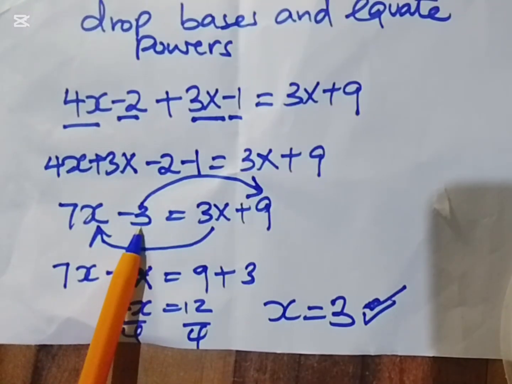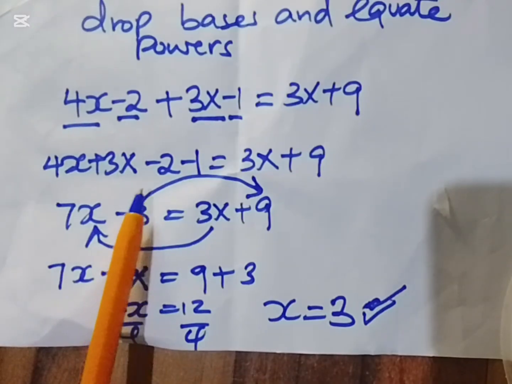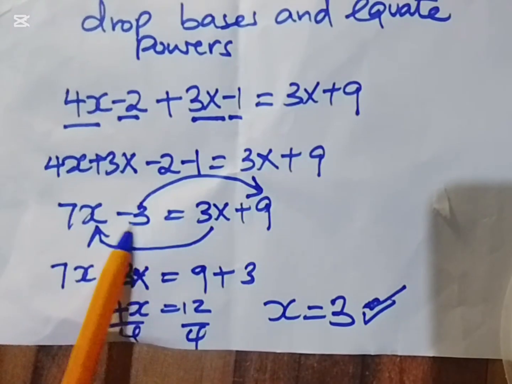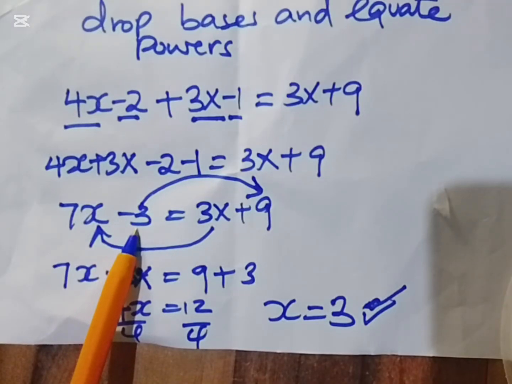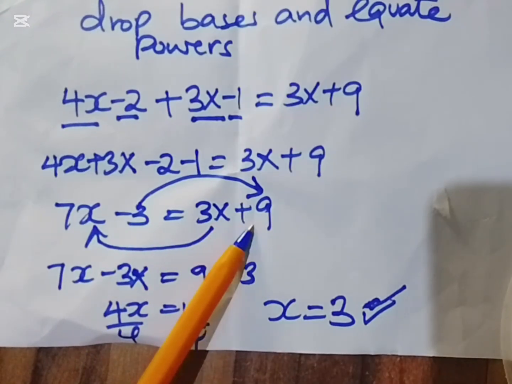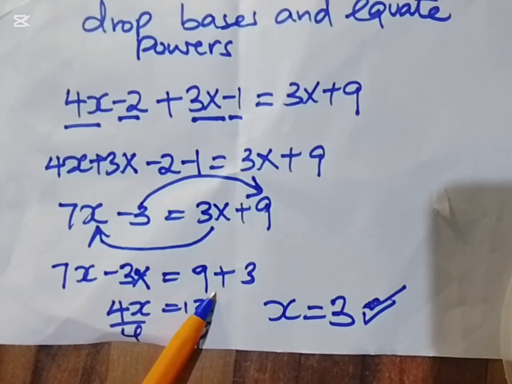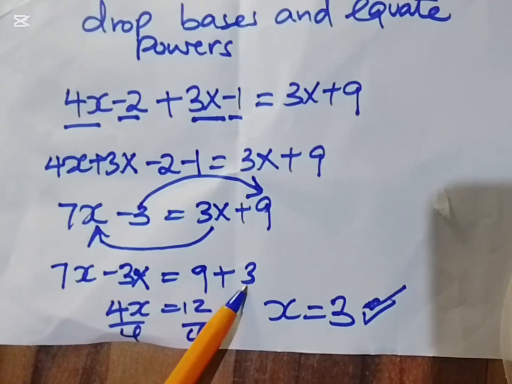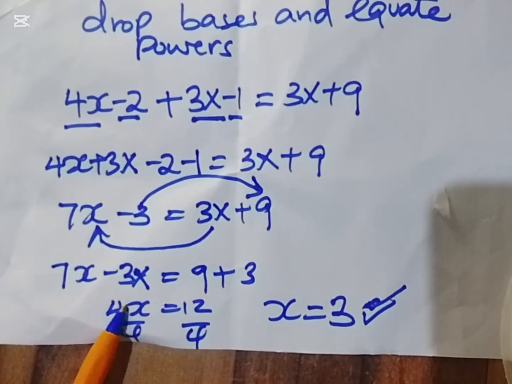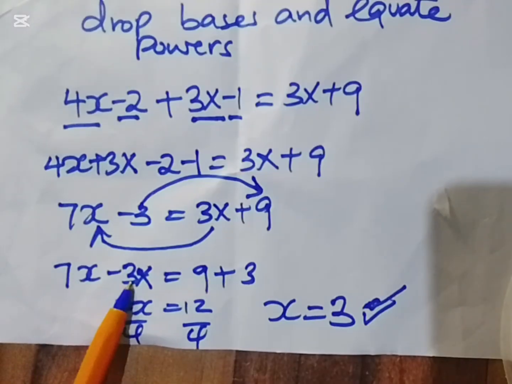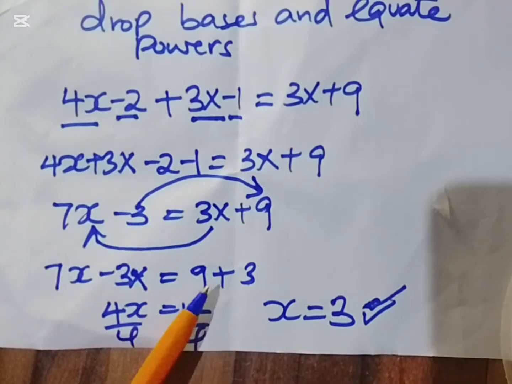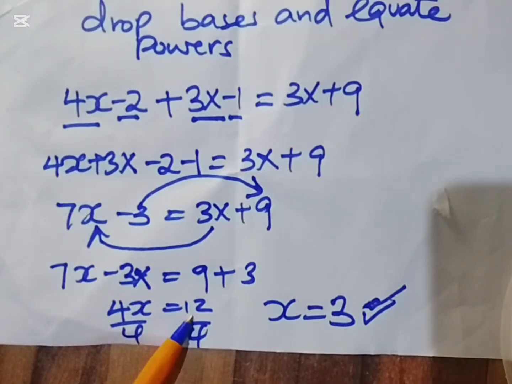Then this negative 3 has to cross the equal sign to the other side. You can see clearly it was negative, so when it crosses the equal sign, it becomes positive. So we'll have 9 plus 3. Now 7x minus 3x, you remain with 4x. And 9 plus 3, you'll have 12.